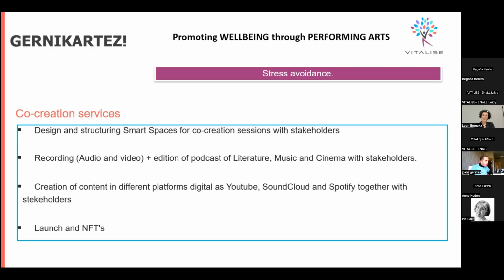So, as we have said, Guernicartes is a kind of wordplay: Guernica is the city, arte is arts, and in Basque it means through arts. So it is promoting well-being through performing arts in order to avoid the stress. One of the goals was to co-create services also for the public administration. We needed to redefine some smart spaces for co-creating sessions with citizens. So the city council decides together with the citizens which spaces we were going to use.